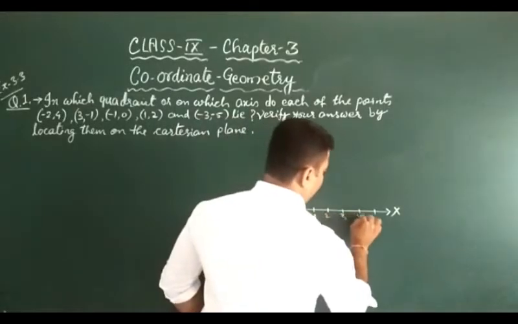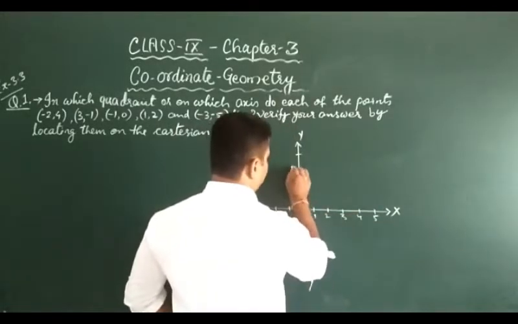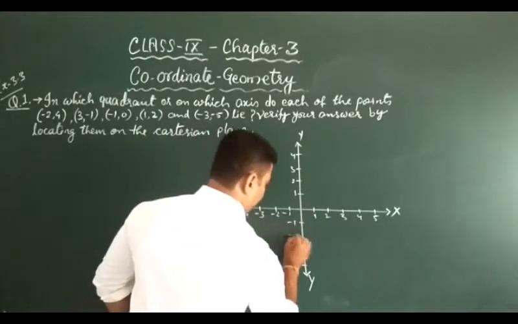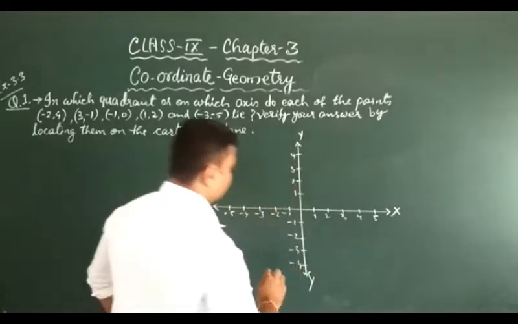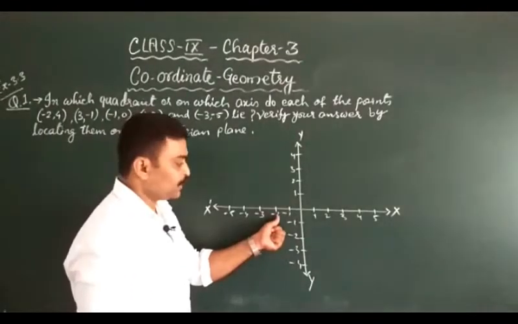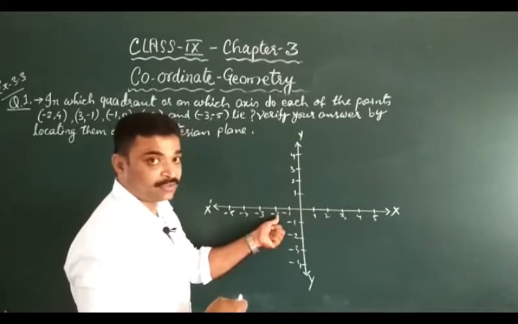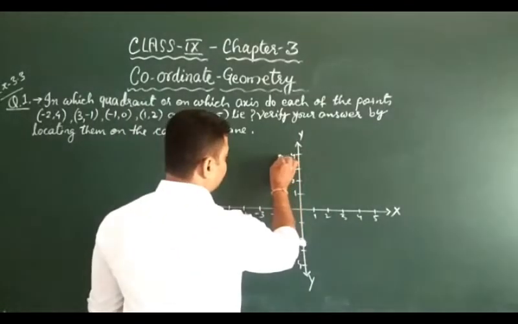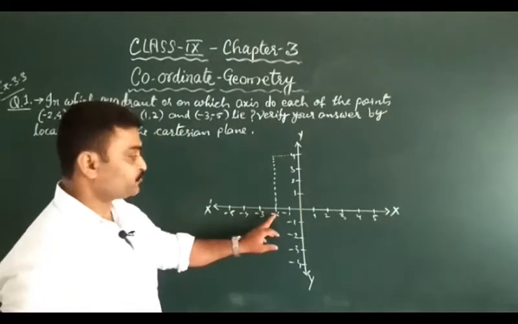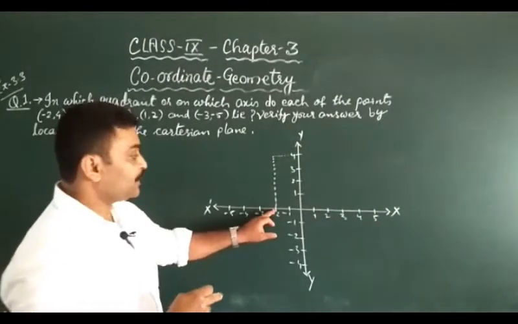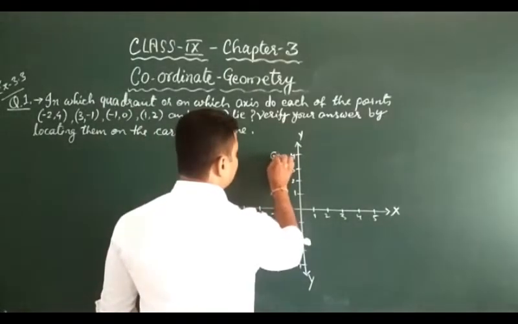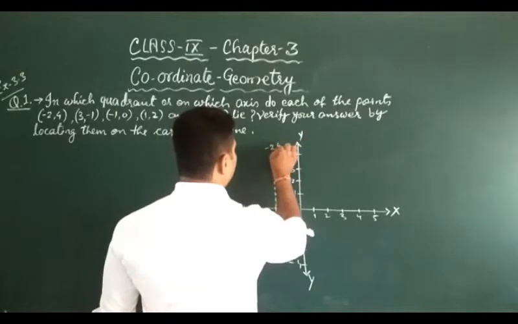Here after numbering, what do we do? We plot the points. First point is -2 and 4. So -2 is here on the x axis and 4 is on the y axis, that means here. So here we will draw two perpendiculars. One is from the point -2 and the second one is at 4. So this corner will be our exact point -2 and 4.